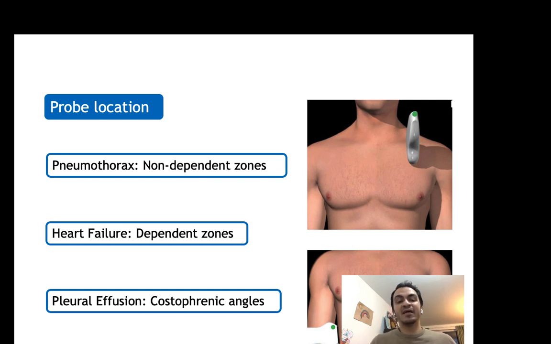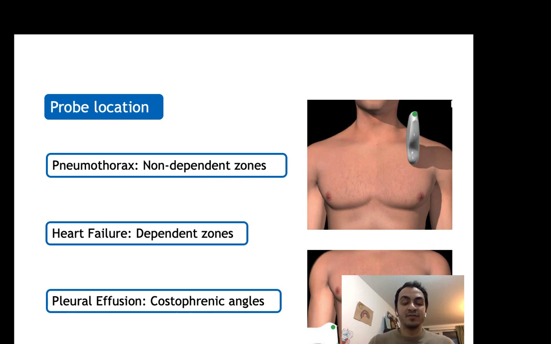But if I'm scanning for heart failure and trying to get evidence of interstitial edema, I need to get into more dependent zones. And here I will use the low frequency probe, whether it's the cardiac probe, the phased array, or the curvilinear probe.